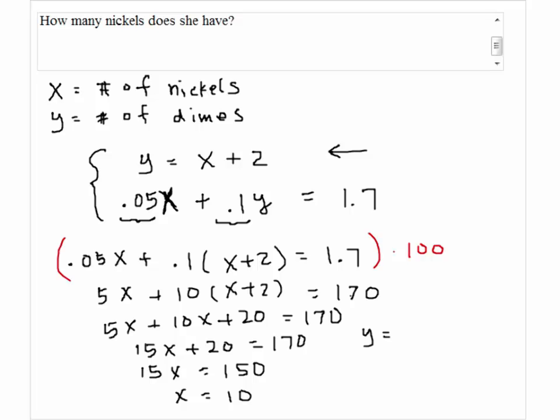To find y, simply substitute 10 for x in the top equation. So we have y equals 10 plus 2, so the answer is y equals 12. So she has 10 nickels and she has 12 dimes.